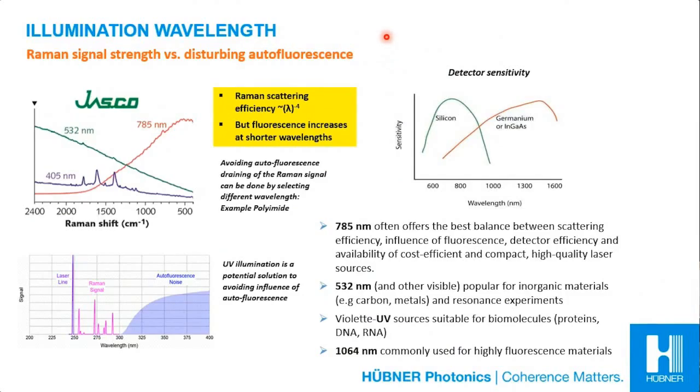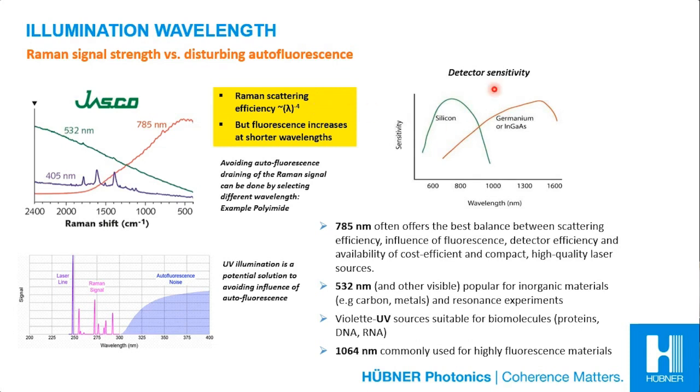So what is the best wavelength choice depends mostly on what material is being studied. But there are several other aspects that need to be considered. First, there is the Raman scattering efficiency versus autofluorescence. The Raman scattering efficiency scales with the wavelength with a factor of -4. So the Raman signal is much stronger at shorter wavelengths. However, there's usually much more autofluorescence from the sample at short wavelengths that can easily drain the Raman signals.